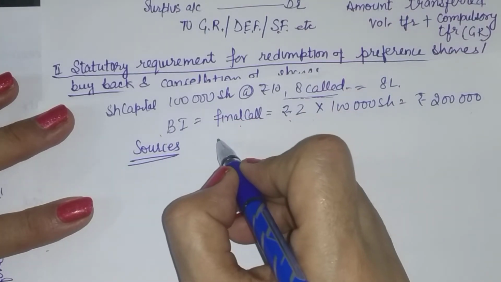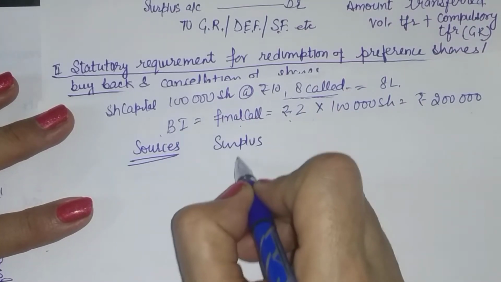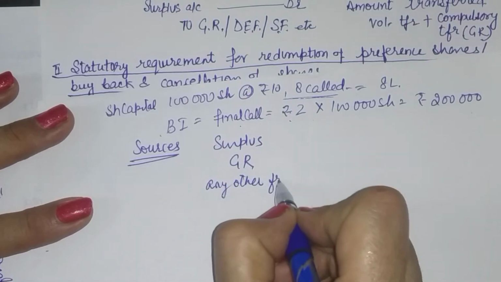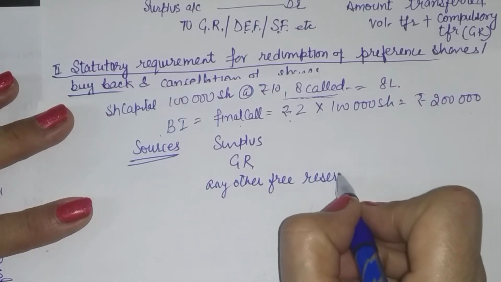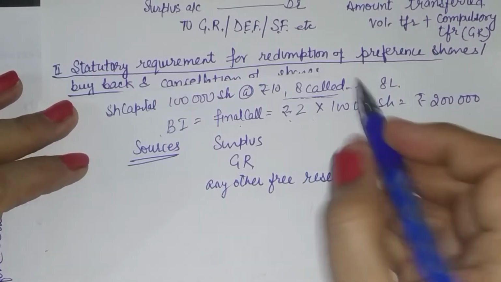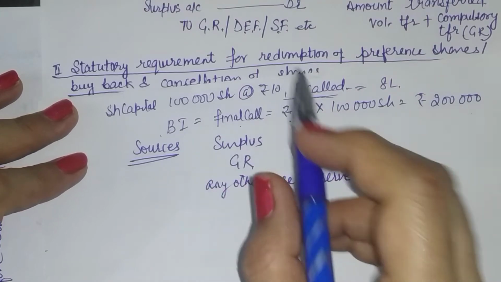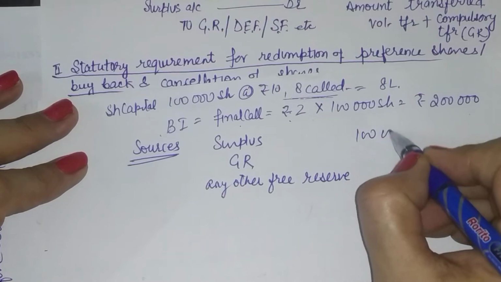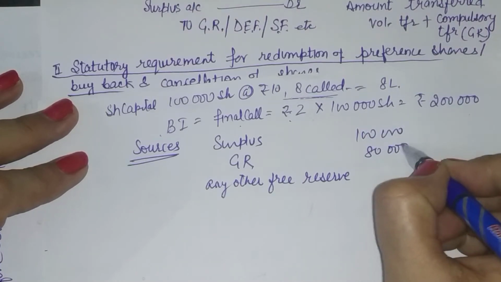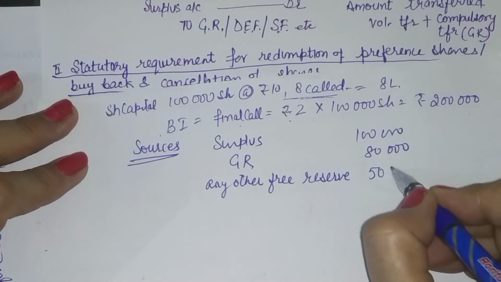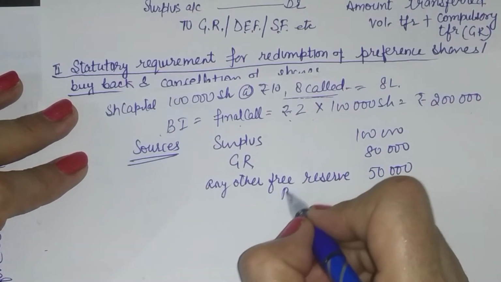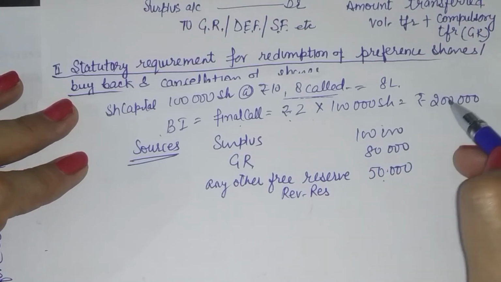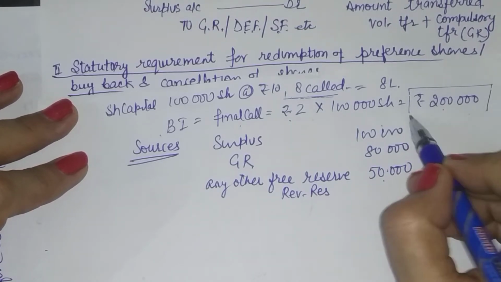Company can use its surplus balance. Company can use its general reserve or any other free reserve. Remember, when you give bonus in the form of conversion of partly paid shares into fully paid, you can use only free reserves. So suppose the company is having 1 lakh in the surplus, 80,000 in the general reserve and 50,000 in say any other reserve, say by the name of revenue reserve. So you have 2,30,000 here. You are to utilize 2 lakh rupees out of this.